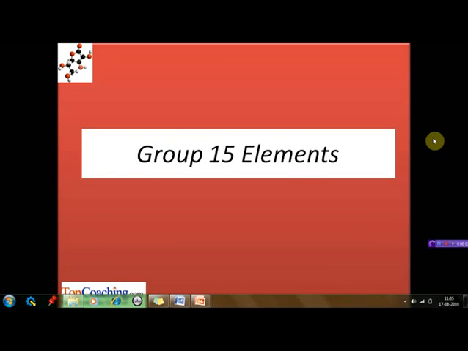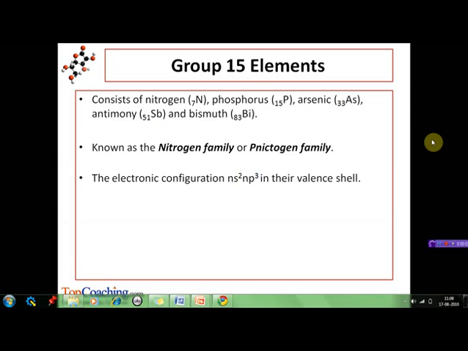So let's start with the important characteristics of the elements of group 15. Group 15 consists of nitrogen, phosphorus, arsenic, antimony and bismuth. This group is also known as the nitrogen family because nitrogen is the first member of this group. Another common name of this group is Pnictogen family.